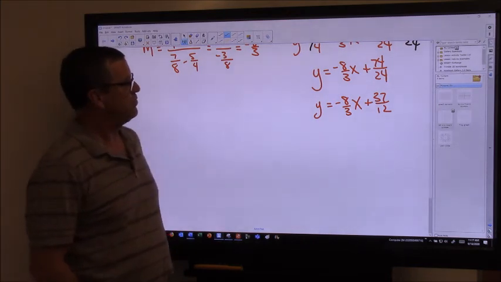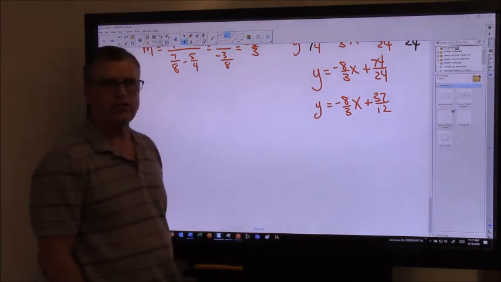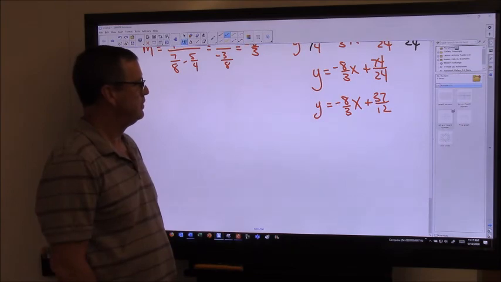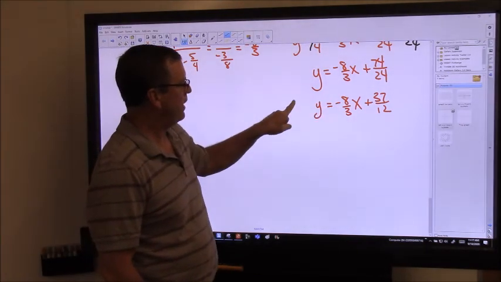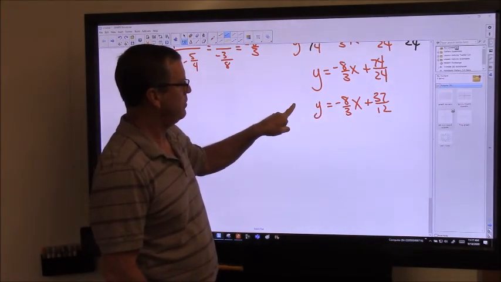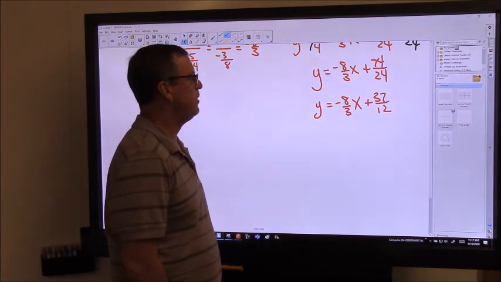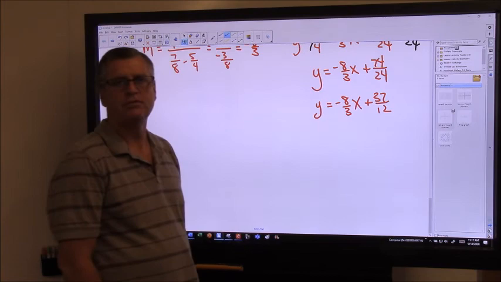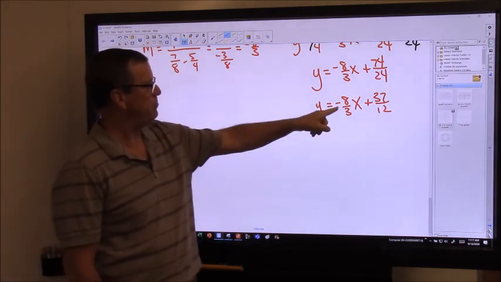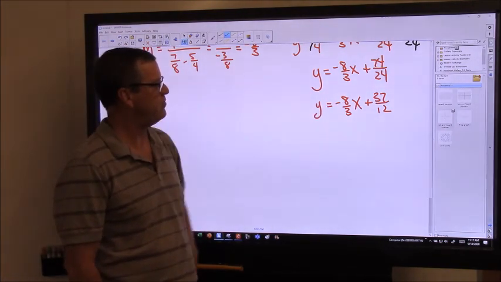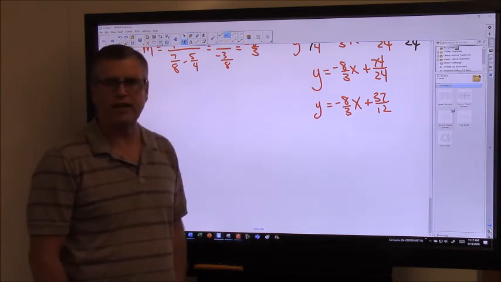So if the directions would have said, give your answer in general form, then what I would do is I would move this fraction over here to make it positive, this one as well, and then to get rid of the fractions, I just multiply everything by 12. Then I would have it set up so that my coefficient in front of x is positive, and there's no fractions in the problem.